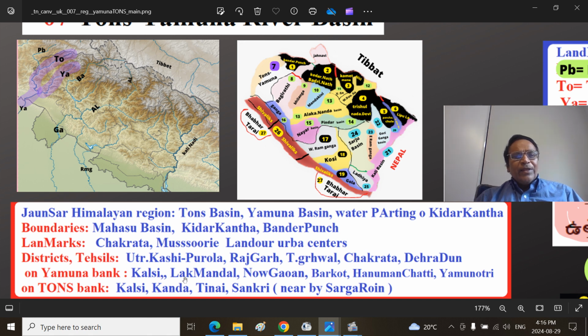The districts are essentially the northern part, Uttarkhand, and the southern part, the western part of Dehradun district, which is Uttarkhand. We will see the other maps: Purola, Rajgarh, Tehri Garhwal, and Chakrata and certain parts of Dehradun. On the Yamuna river, from south to north, you see Kalsi town, Lakmandal town, Naugaon town, Barkot town, Hanuman Chatti town, and eventually the Yamunotri glacier where the river originates.